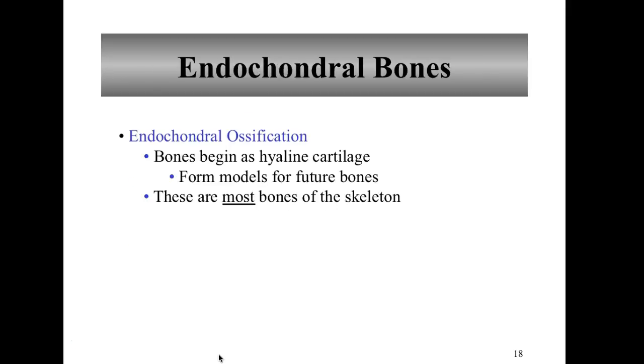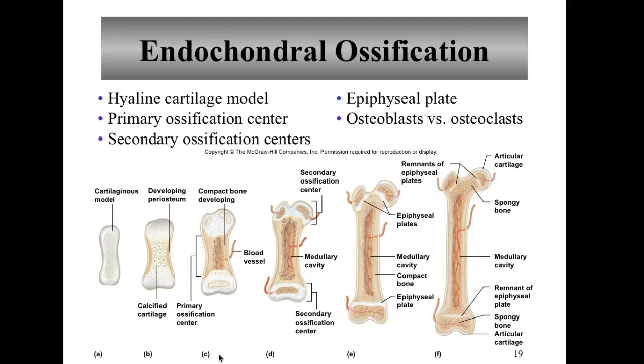The other type of ossification is endochondral ossification. This begins as hyaline cartilage. It's going to form the model or the structure for future bones. And this is typically how most of the bones in the skeleton are formed. There are two basic types. If you look here at the diagram, you could see that with endochondral ossification, most bones are going to form in this manner, and there are two basic processes. You have primary ossification and you have secondary ossification.